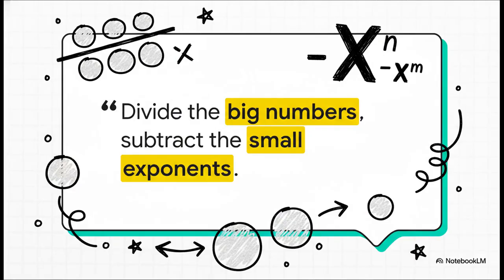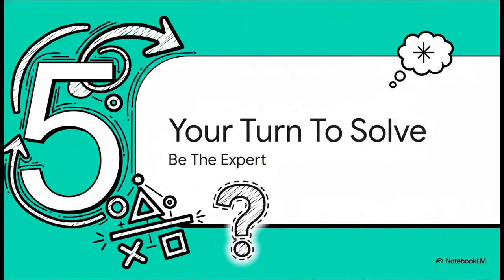So, here's a little phrase to lock into your brain. Just repeat it to yourself. Divide the big numbers, subtract the small exponents. If you can remember that little rhyme, you will never mix them up. Okay, we've gone over the rule, we know why it works, and we know the big mistake to avoid. Now, it's your turn to put it all together.